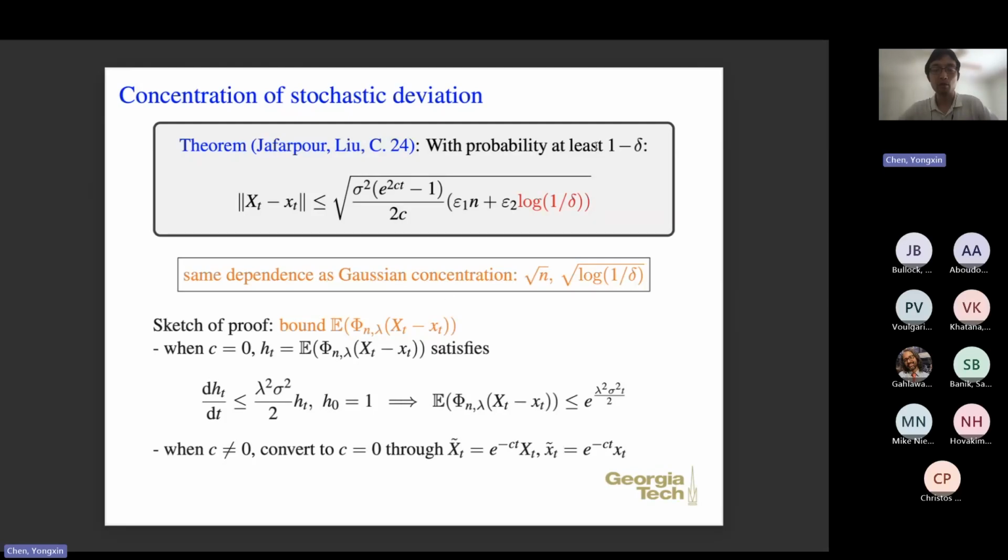But based on this tool, we develop this result over here. So for our general nonlinear system, we can conclude the probability of xt minus xt bar, so this is the stochastic trajectory and the deterministic one, the distance is going to be less than this value with probability at least 1 minus theta. And this is exactly the same as the Gaussian concentration inequality. So it's as good as a Gaussian.